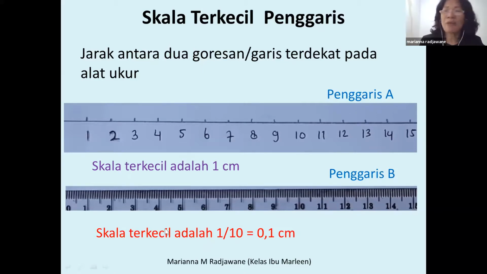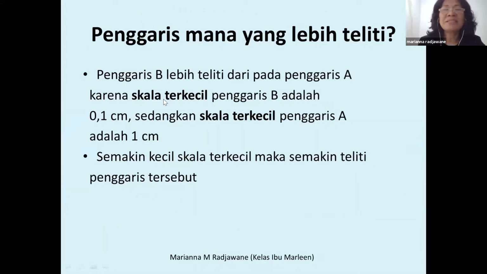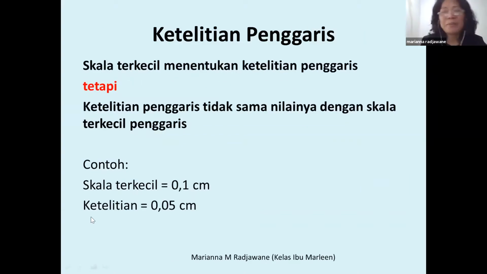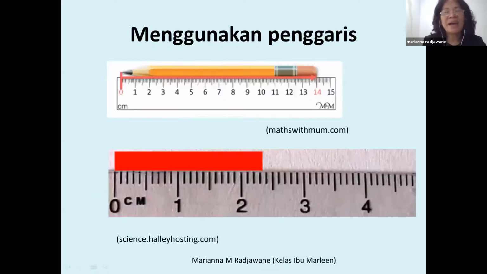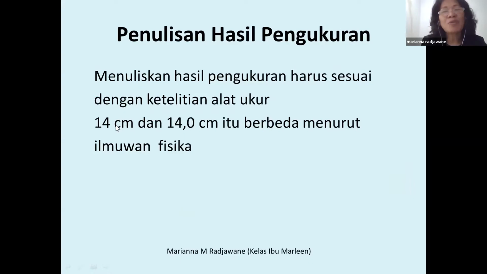Then I explain to them what skala terkecil means. And then one is more precise than the other. This is an example. And then I said there is a difference between the least count and precision. Then I said, according to the scientists, the way you write down 14 and 14.0 is different, because the way you write down your result should be based on the precision of the measuring device.